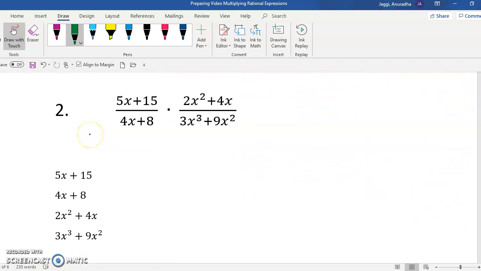Now I have again two rational expressions. So I'm going to write down each numerator and denominator here, and I will factor these. Write each numerator and denominator as a product of its factors if it is factorable. So here you can see there is no variable, but 5 goes into 15. So I'm going to take that 5 out and write the rest, x plus 5.